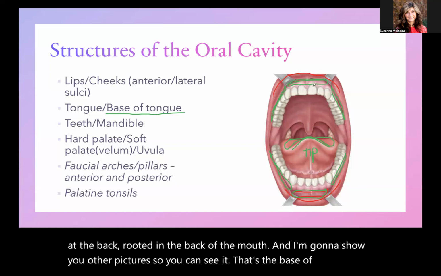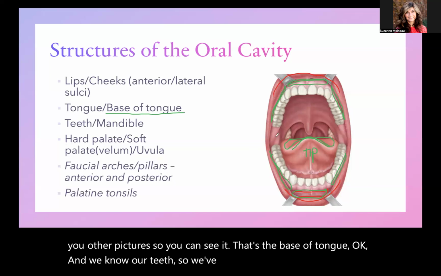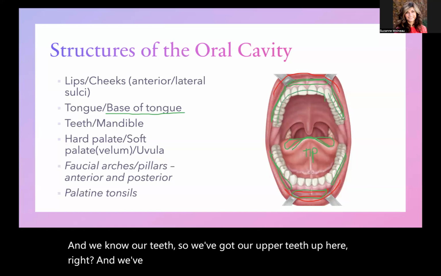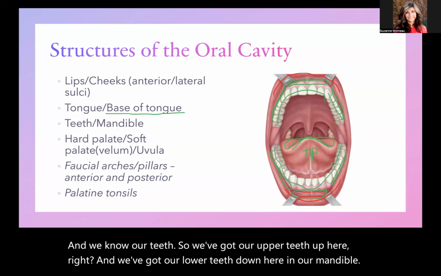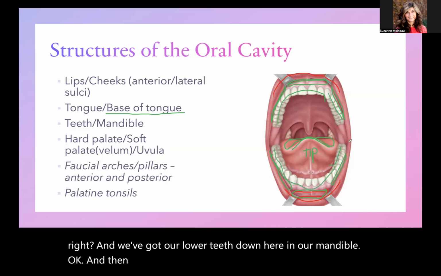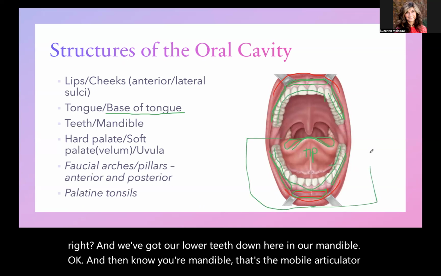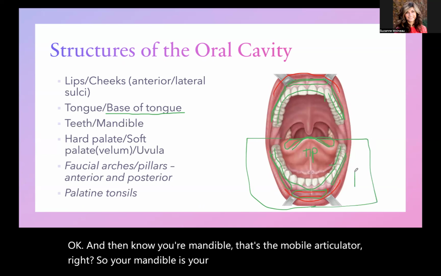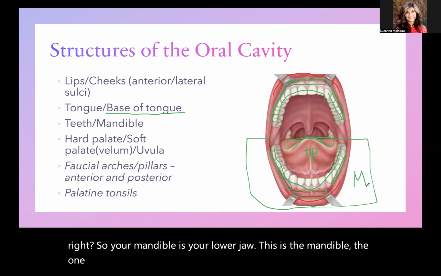Okay, and we know our teeth. So we've got our upper teeth up here, right? And we've got our lower teeth down here in our mandible. Okay, and then you know your mandible, that's the mobile articulator, right? So your mandible is your lower jaw. This is the mandible, the one at the bottom.